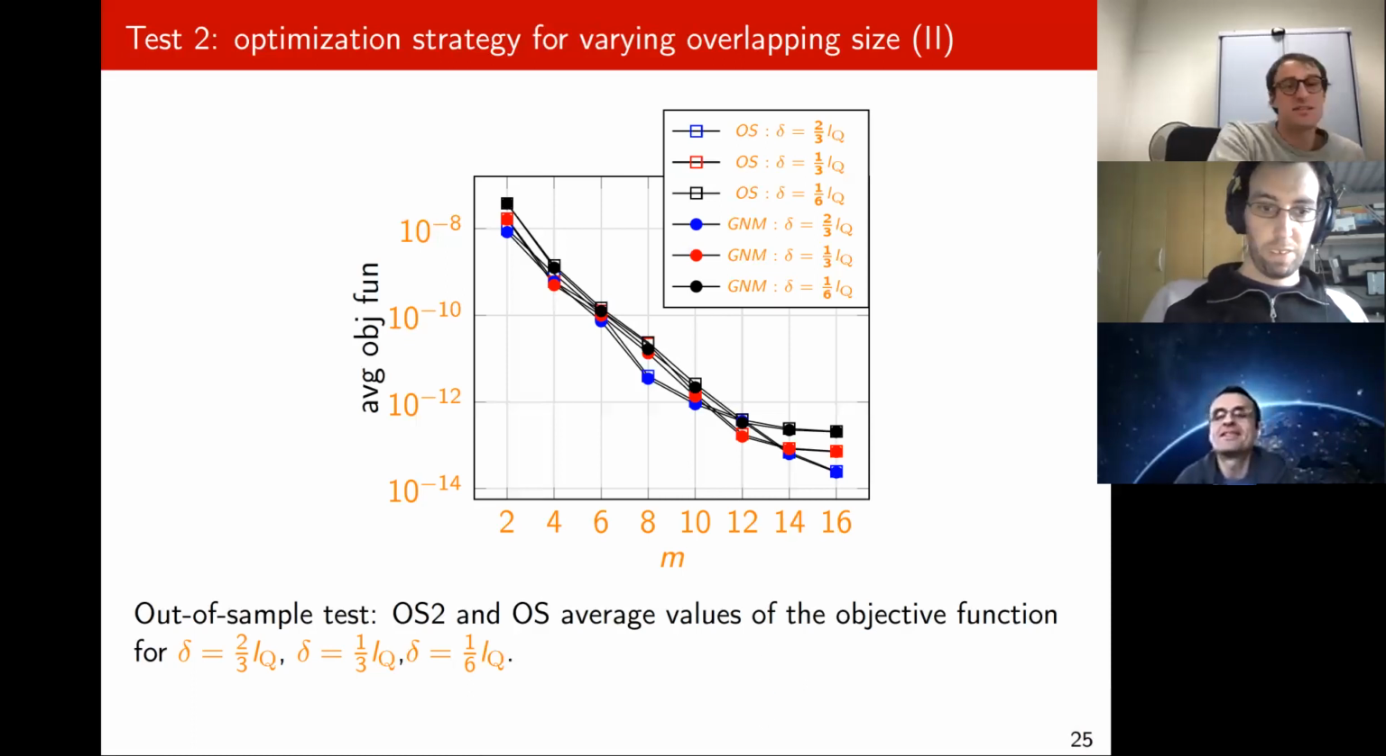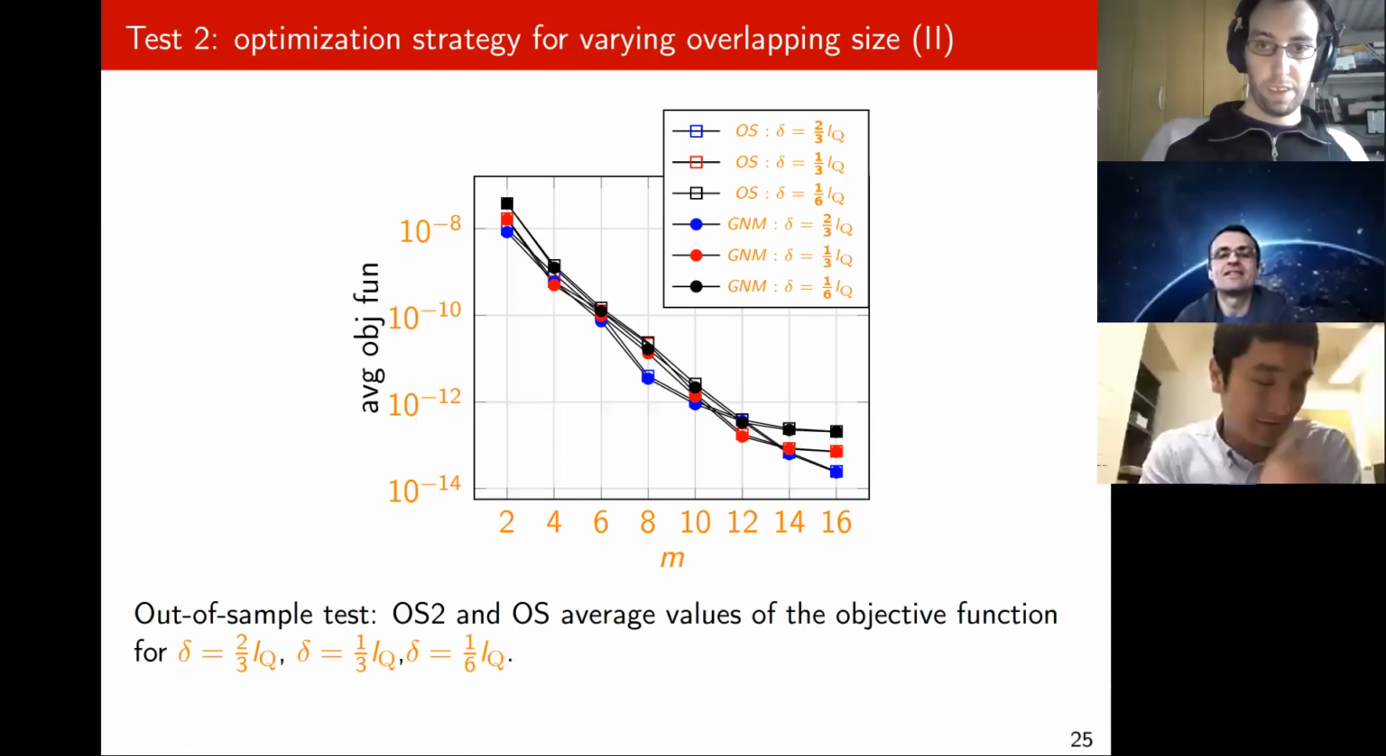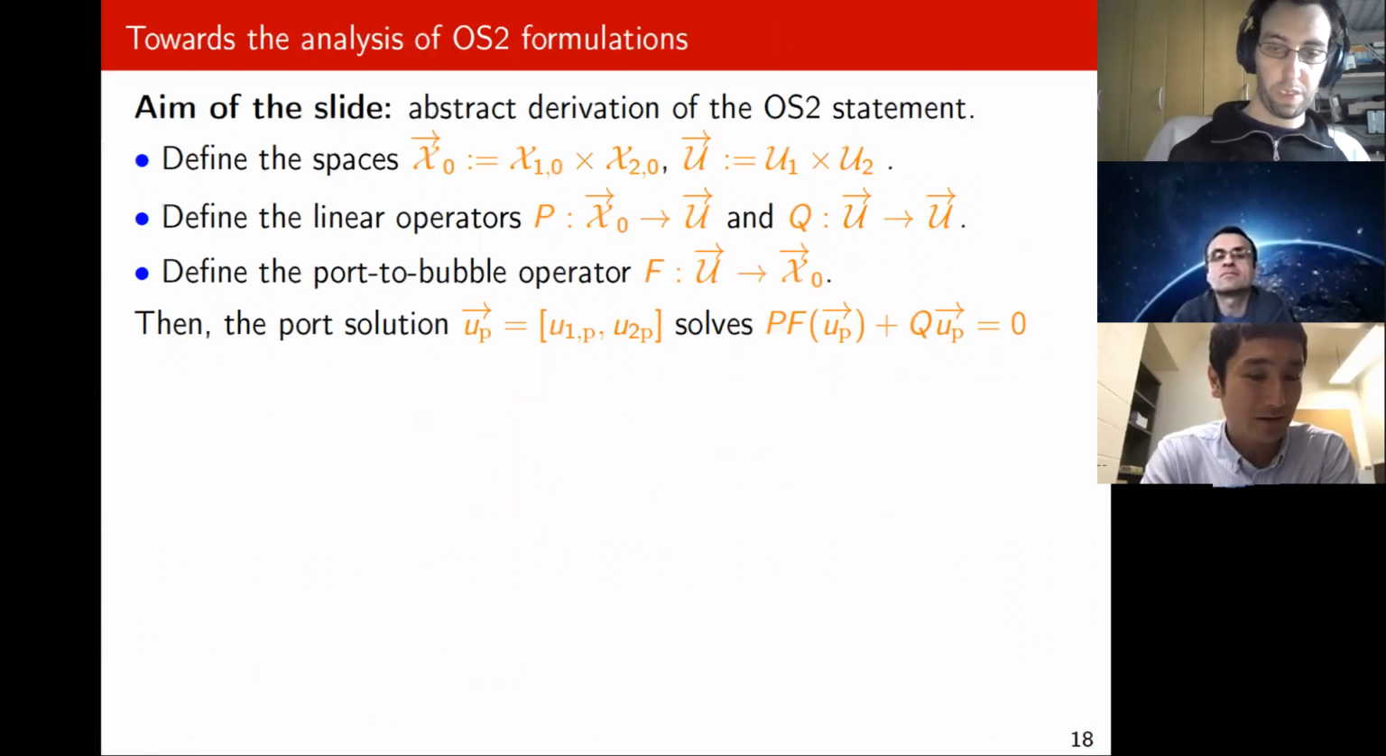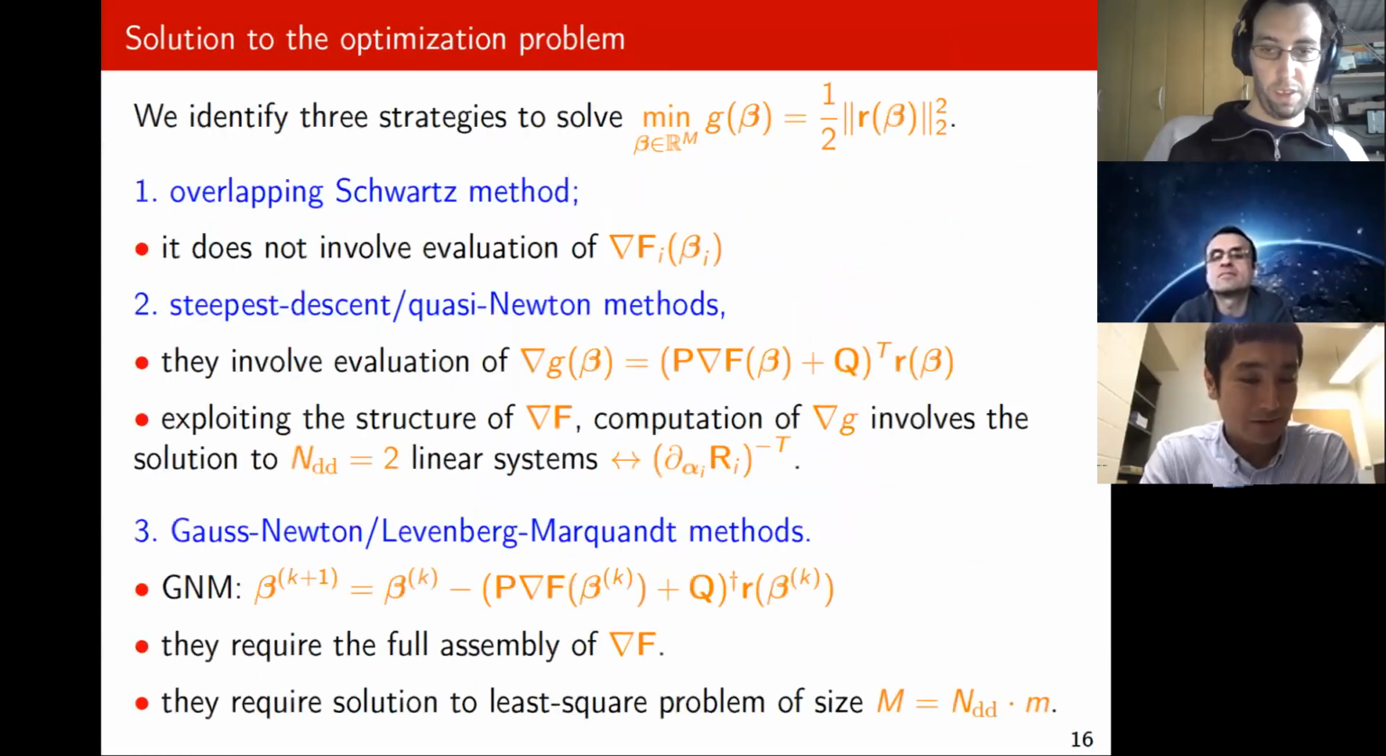Hi, Tommaso. Really enjoyed your talk. I might have missed this, but I think you talked about hyper reduction of not just the port bubble map, but also the objective function itself that you're optimizing. Could you elaborate a little bit on exactly how you're finding the sparse quadrature?